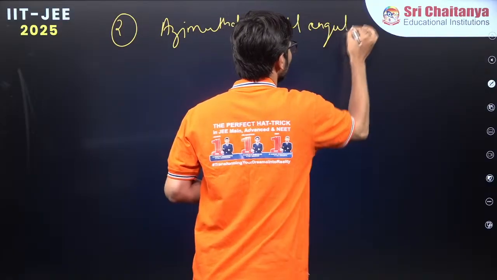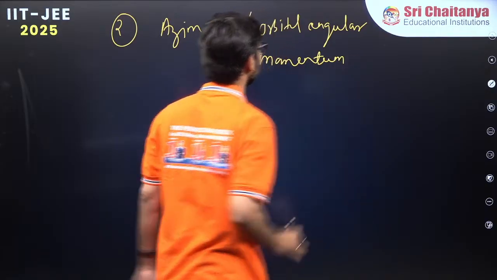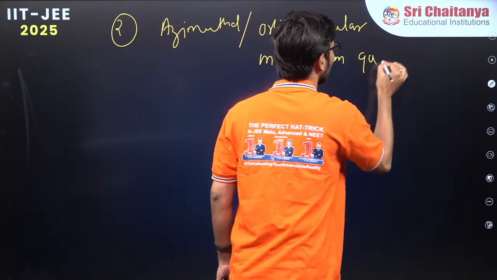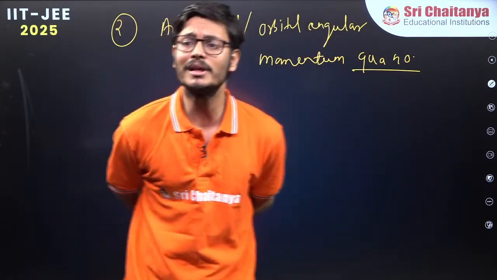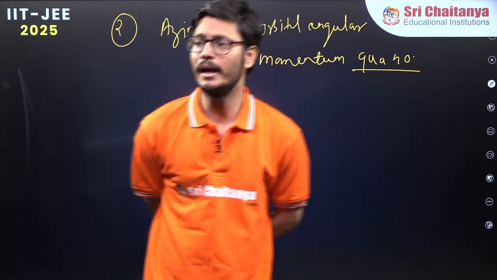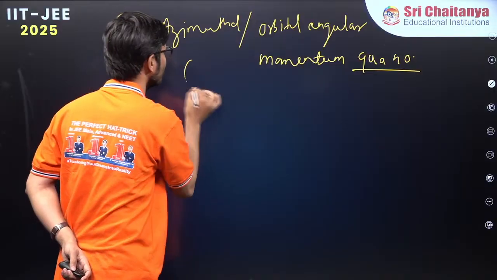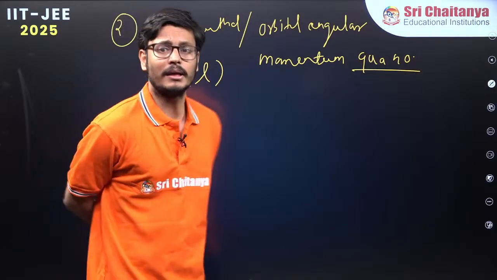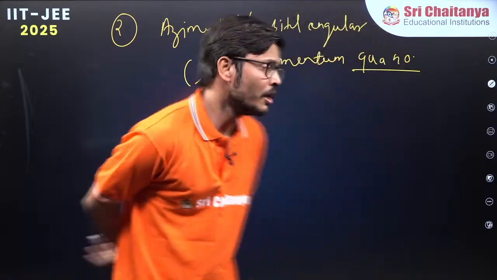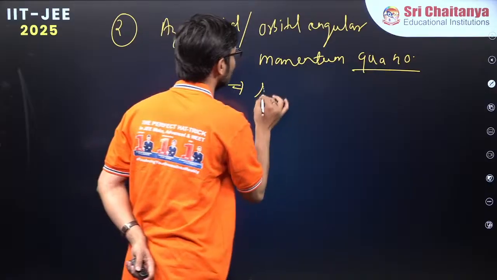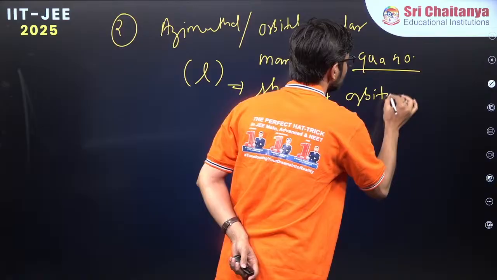Why the name orbital angular momentum? These things you'll understand in your 11th and 12th class. So either we call it the azimuthal quantum number or the orbital angular momentum quantum number. It is represented by the symbol L. What is the information we are getting from L? The orbital quantum number tells us about the shape of orbitals.